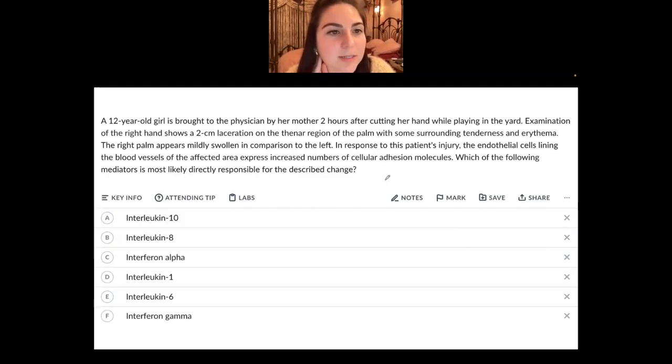But for this one, it's saying those endothelial cells of the blood vessels have increased numbers of cell adhesion molecules, those CAMs. Yes, this is a nitpicky thing, but it is one of the functions of IL-1. Some of you are like, wait. This was a tricky one though, because she's got a bunch of stuff going on here. You would think, okay, swelling, that's going to be your IL-6 maybe. But when they're talking specifically about your cell adhesion molecules, that's going to be IL-1.